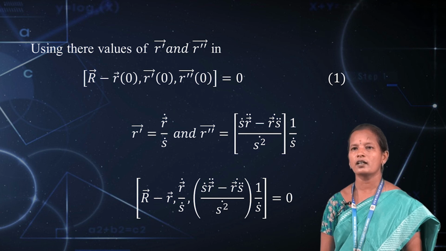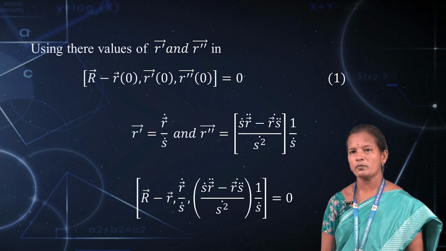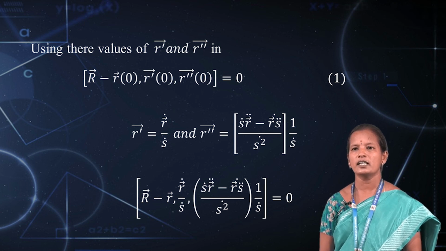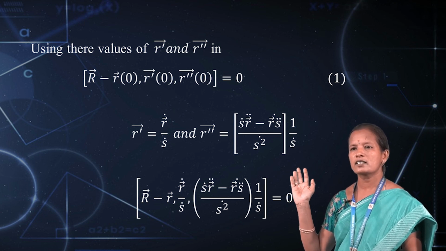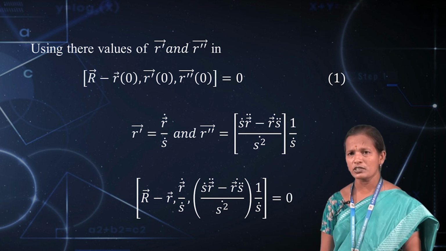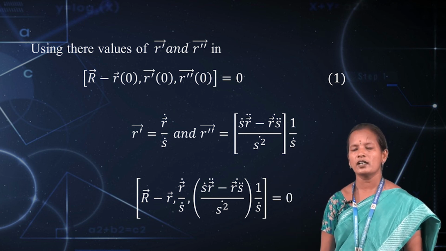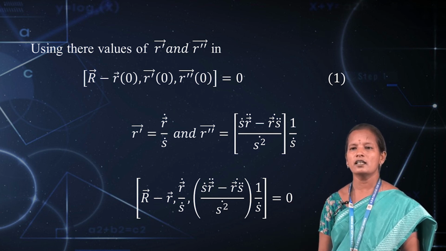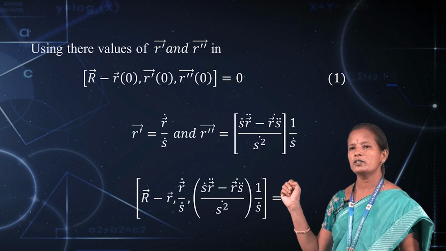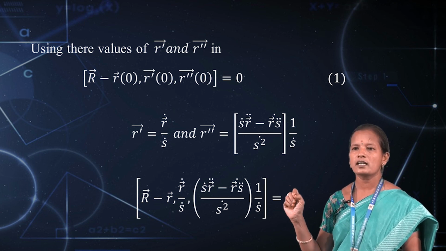Using these values of r dash and r triple dash in the box value of capital R minus small r vector, comma r double dash, comma r triple dash is equal to 0. So that we get the value r dash vector equal to r dot vector divided by s dot, and r triple dash vector is equal to s dot into r triple dot minus r dot into s double dot divided by s dot squared into 1 by s dot, which implies box value of capital R minus small r, comma r dot vector divided by s dot, comma s dot into r triple dot minus r dot into s double dot divided by s dot squared into 1 by s dot is equal to 0.